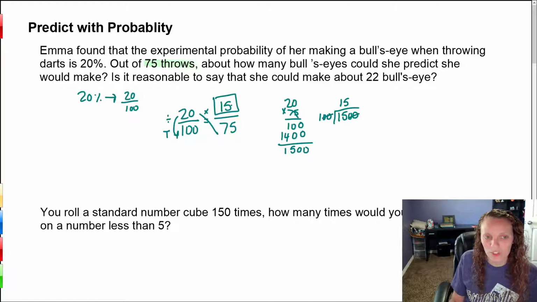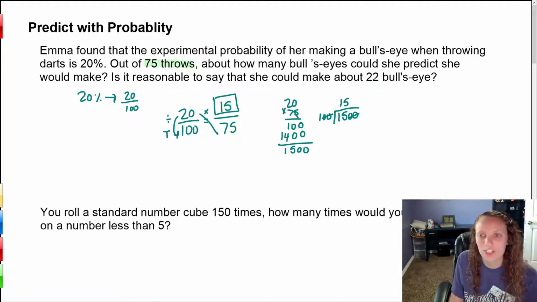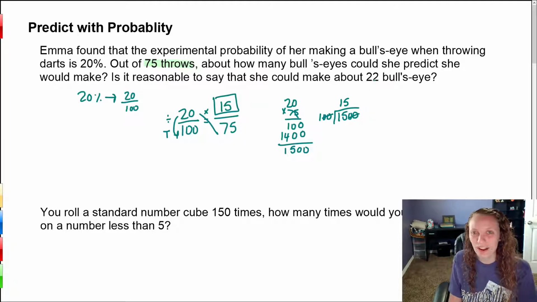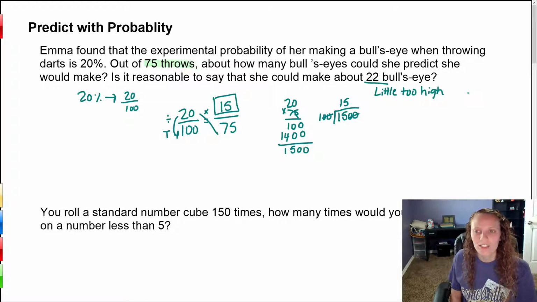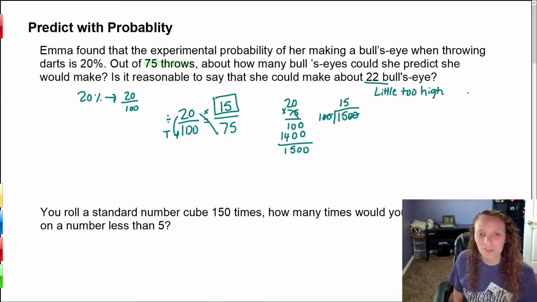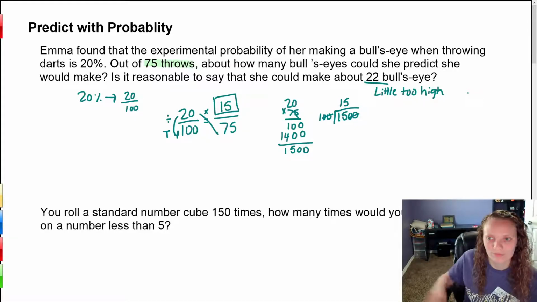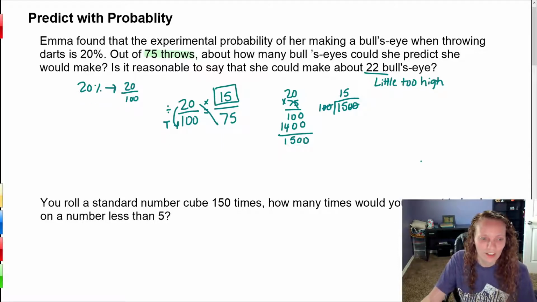And so the second question, is it reasonable to say that she would make about 22? I think 22 is a little too high. It's not too far off, but this prediction here is a little high. Now, if they had predicted 17 or 13, somewhere around there, that may have been a better prediction. Alright, let's try the next one.